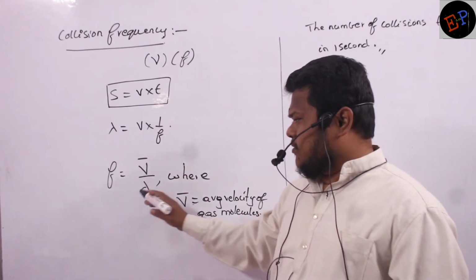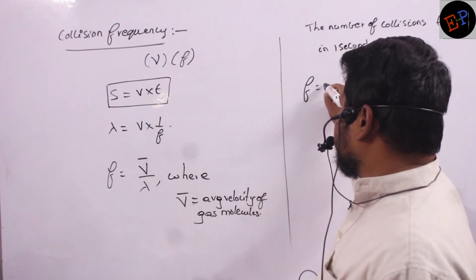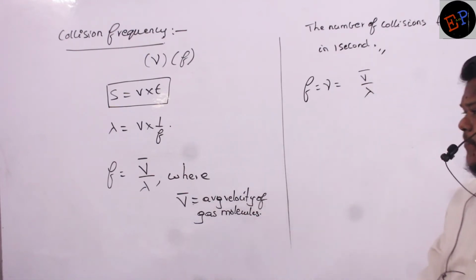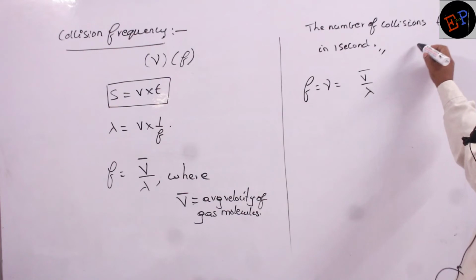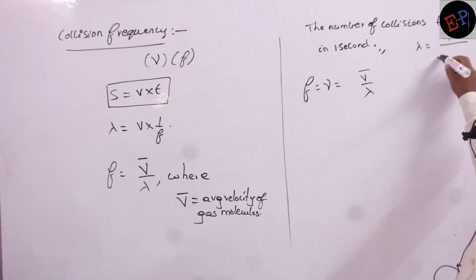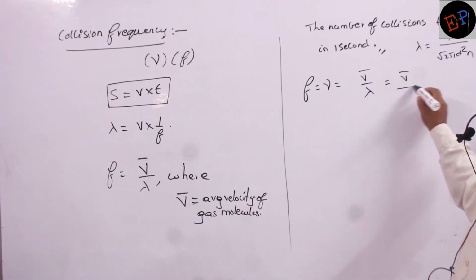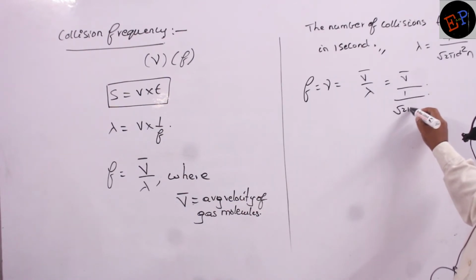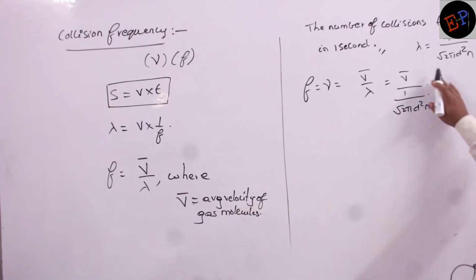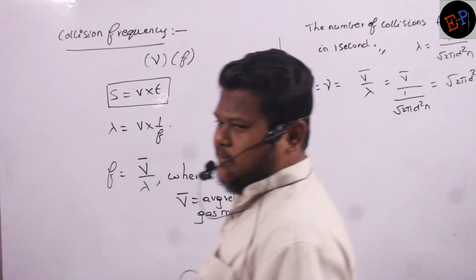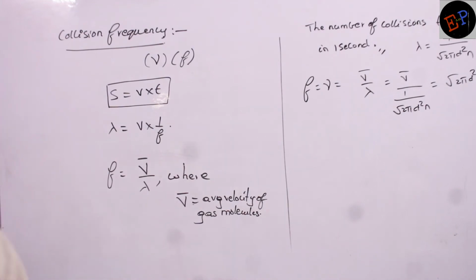And what is the equation of collision frequency? f is equal to nu is equal to average velocity divided by lambda. And lambda value we have already written previously: lambda is equal to 1 by root 2 pi d square into n. So substitute here: average velocity divided by 1 by root 2 pi d square multiplied by n. Therefore the equation I will get is root 2 pi d square n multiplied by average velocity. That is our equation for collision frequency.